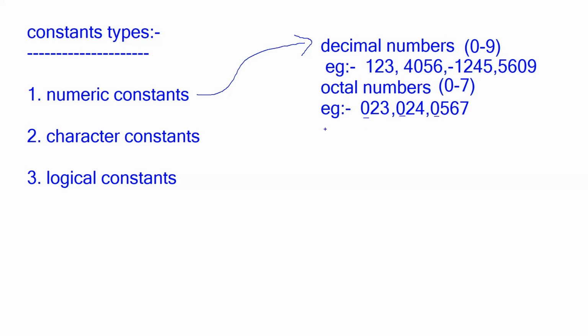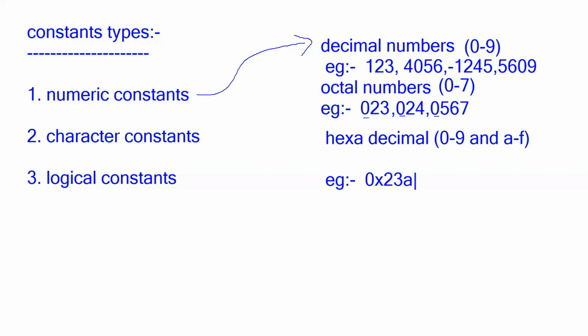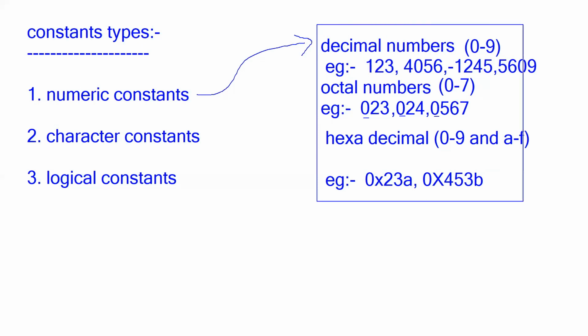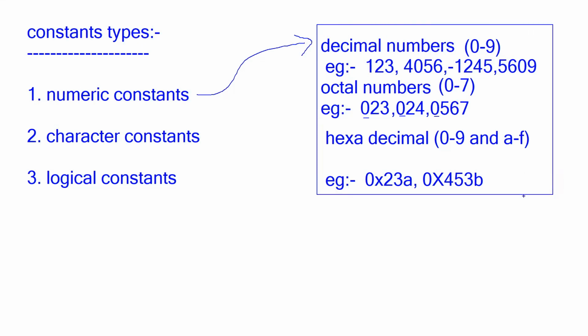In the same way, we have another type of numerical constants like hexadecimal. The hexadecimals are in the range 0 to 9 and A through F. So a hexadecimal number can be like this: 0x23A, 0x456, 0x453B. These are the hexadecimal numbers. So these all are numeric constants. You can think of this as one category: numbers without a decimal point.